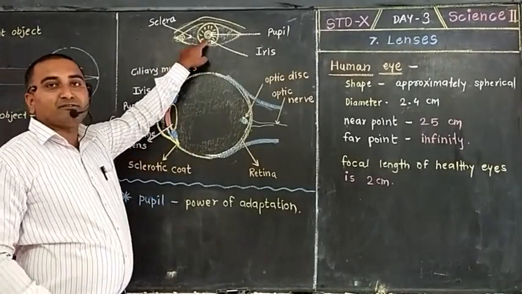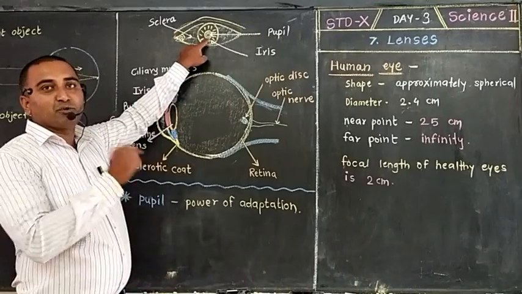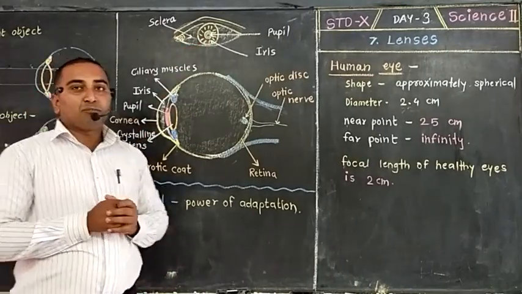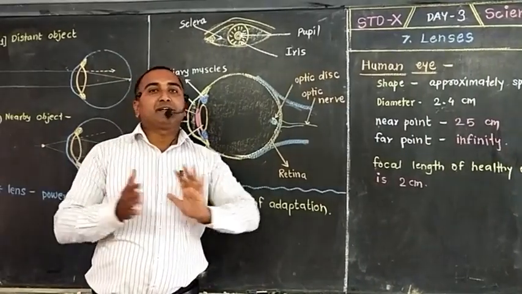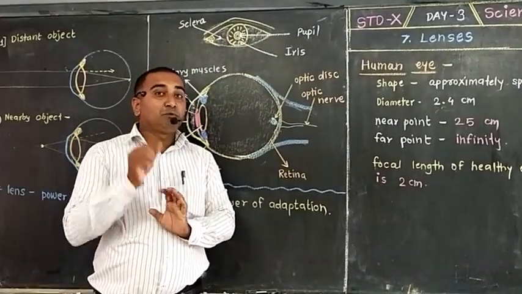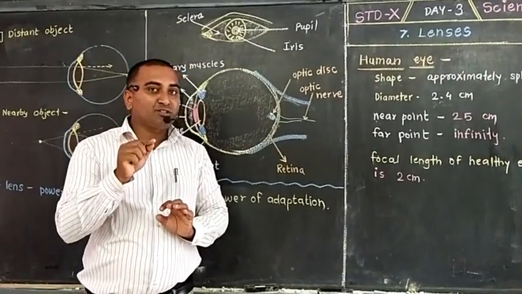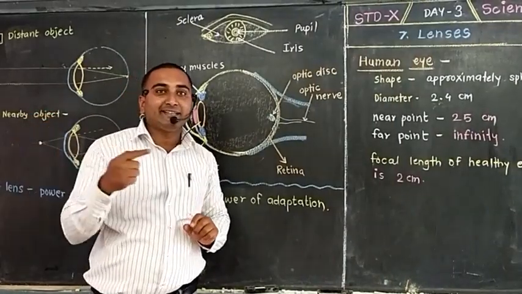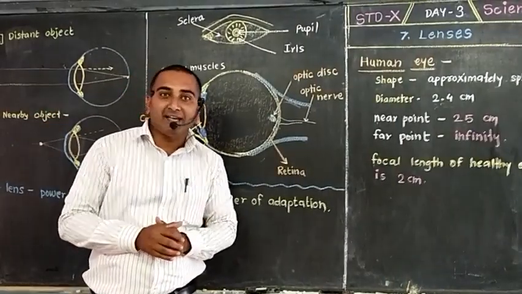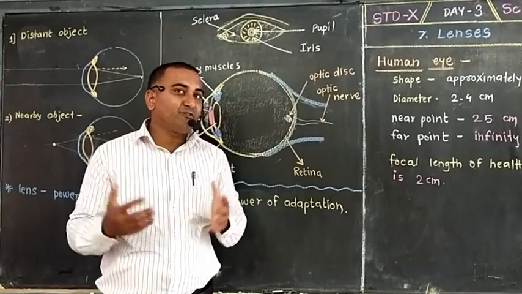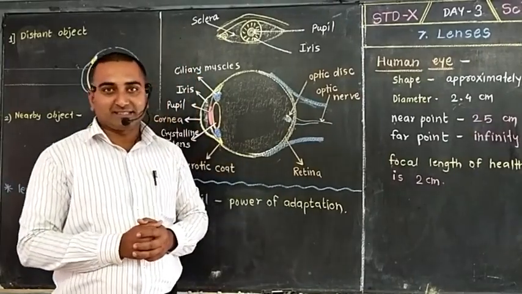At the center of the iris, there is a pupil. The pupil is a transparent material. The pupil is the location through which all the light enters our eyes, and we get the vision of objects.